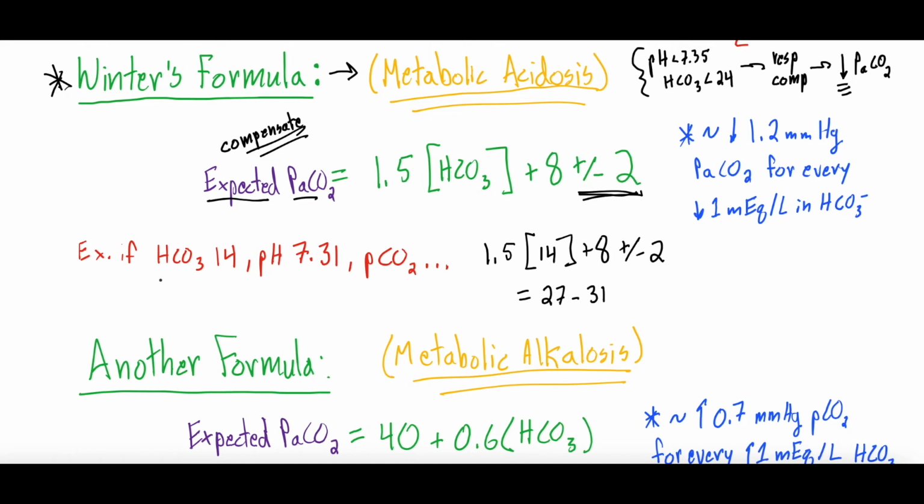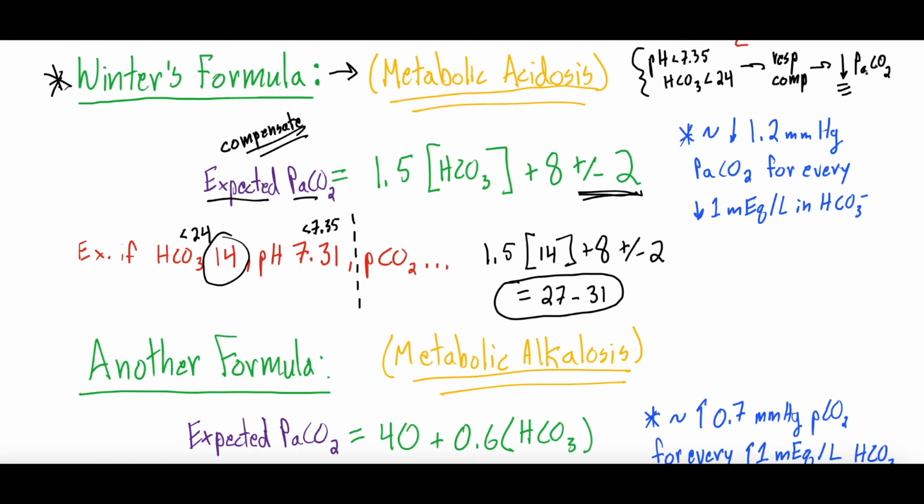So what that would look like is, here's an example. Your bicarbonate level is 14, your pH is 7.31, right? So this is less than 7.35, so it's acidemic. Your bicarb is less than 24, meaning it's a metabolic acidosis. So what should your lungs be doing for an appropriate respiratory compensation? Well, 1.5 times the bicarbonate level, which is 14, plus 8, plus or minus 2. So the PCO2, the carbon dioxide level in the blood off that ABG, should be somewhere between 27 and 31 if the lungs are doing the right thing to compensate.